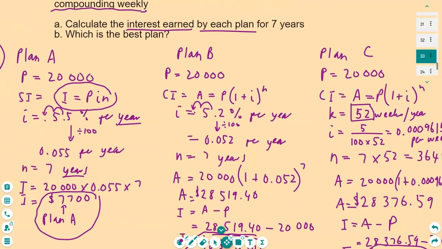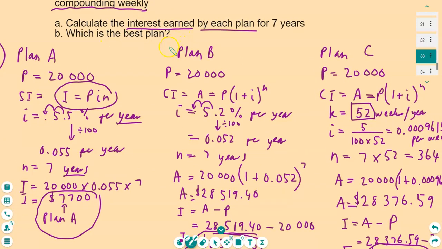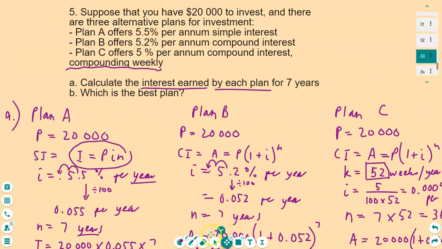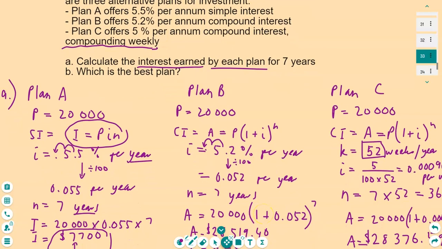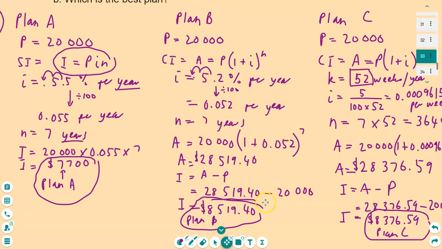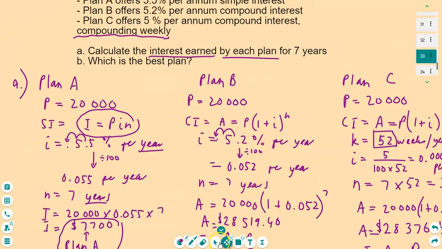Then, as expected, they are asking which is the best plan. The best plan for something that you invest is going to give you the most interest. Whereas the best plan for something that you loan is going to make you pay the least interest. But we're investing, so we want the one that will give us the most interest. Plan B is the highest interest. Not that. So you say plan B because highest interest earned.